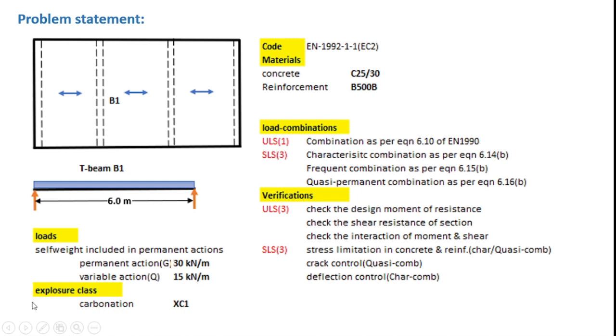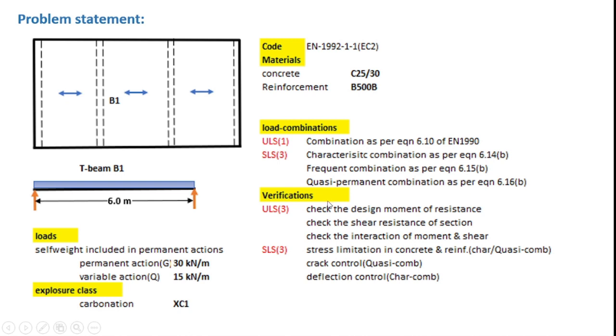The exposure class will be considered as carbonation, XC1 category. Regarding the code, we shall use EC2 for the design verifications in both ULS and SLS. Regarding the material, we will use concrete of grade C25/30 and reinforcement of grade 500 and class B. For the combinations, the ULS verifications will be done as per the combinations taken from 6.10 of EN1990. For the SLS, we shall use three combinations, popularly known as the characteristic combination, frequent combination, and quasi-permanent combination. These shall be as per equations 6.14b, 6.15b, and 6.16b of EC0.